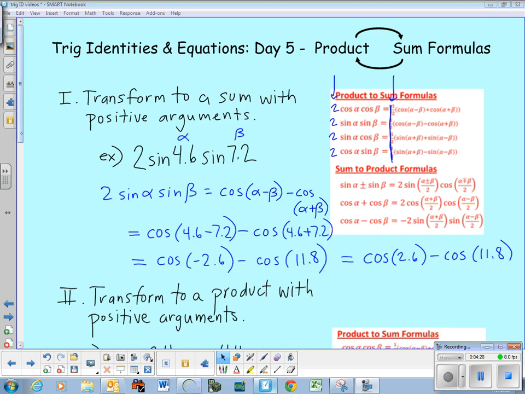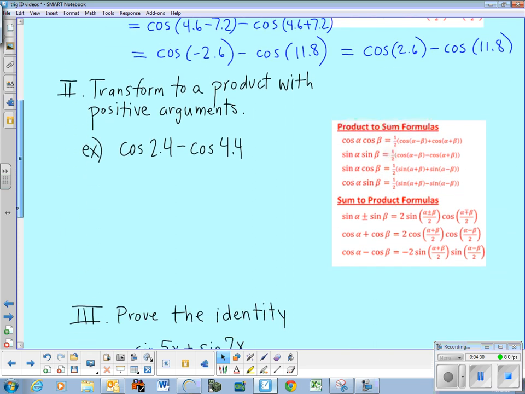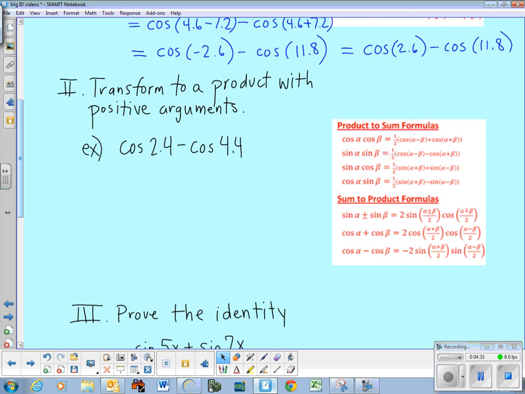All right, so what about going the other way? What if we need to transform this difference into a product? So it's going to be very similar, just working backwards. I am cosine alpha minus cosine beta at this point. So here's the one I want to use. Cosine alpha minus cosine beta. Alpha is 2.4. Beta is 4.4.